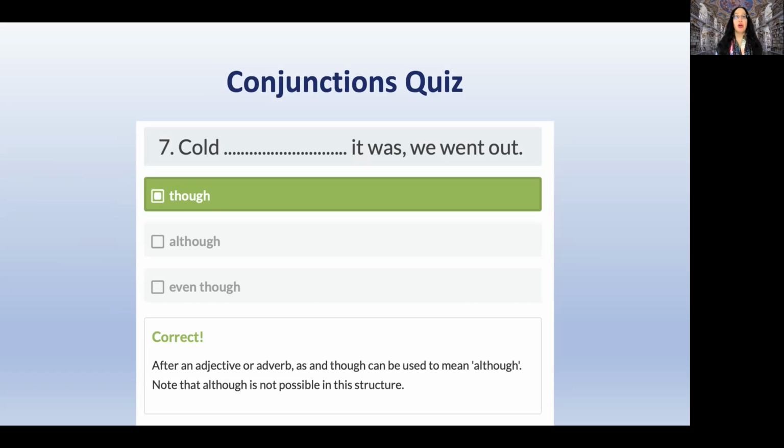We could say, although it was cold, we went out, okay? We can say, even though it was cold, we went out. But when we use it after an adjective, we say, cold though it was, we went out. Did you catch that? If you didn't, pause it and rewind.